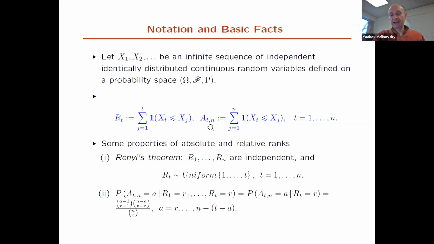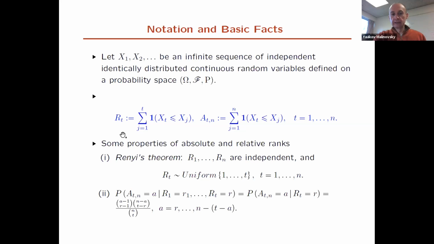And it's clear that the absolute rank, by this definition, is at least as large as the relative rank. If at time t the relative rank equals 1, then the absolute rank of xt is going to be 1 or more.